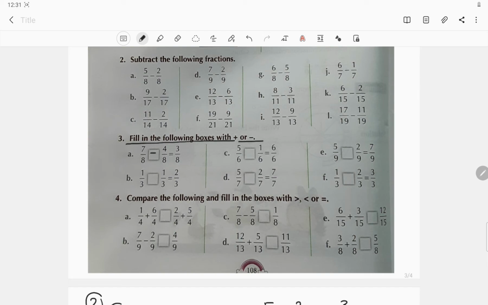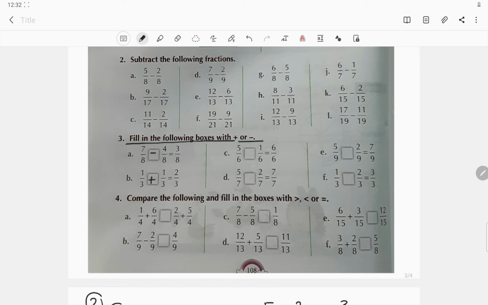Because in like fractions, addition means add the numerators only, and subtraction means only subtract the numerators, bigger number minus smaller number. So the bigger number is 7 and the smaller number is 4, so 7 minus 4 is 3, so the answer is 3 by 8. Similarly, question number B, it is 1 by 3 and 1 by 3, the denominator is 3, and the numerator is 2, so obviously it will be plus, because 1 plus 1 is 2.